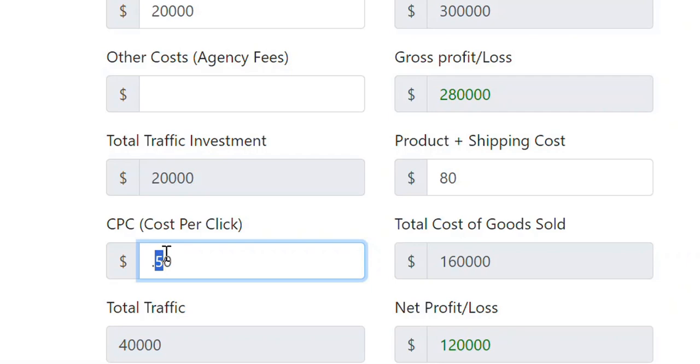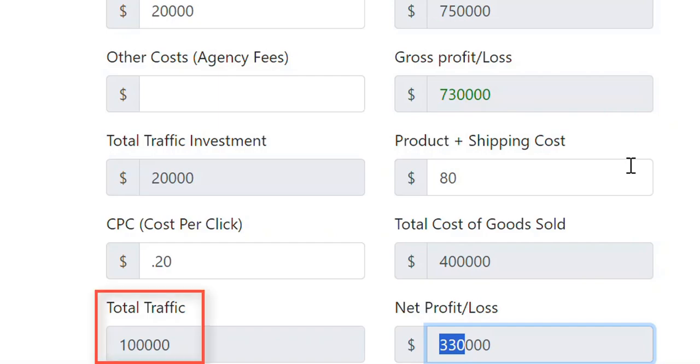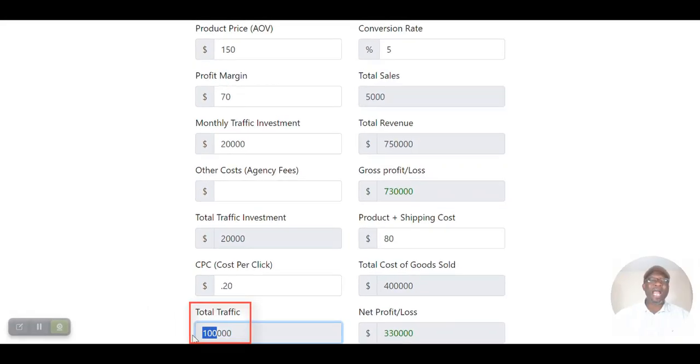Now, in this case, you see, we've just got this to 20 cents. Look at how much they are making here in terms of gross profit, net profit, $330,000. And look at how much traffic they are getting, 100,000 visitors on their site. And total sales, 5,000 sales without increasing their ad spend.